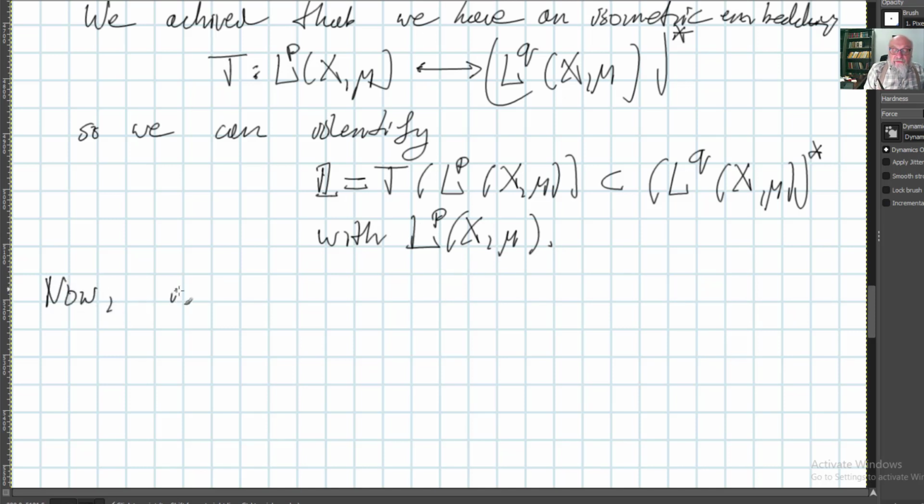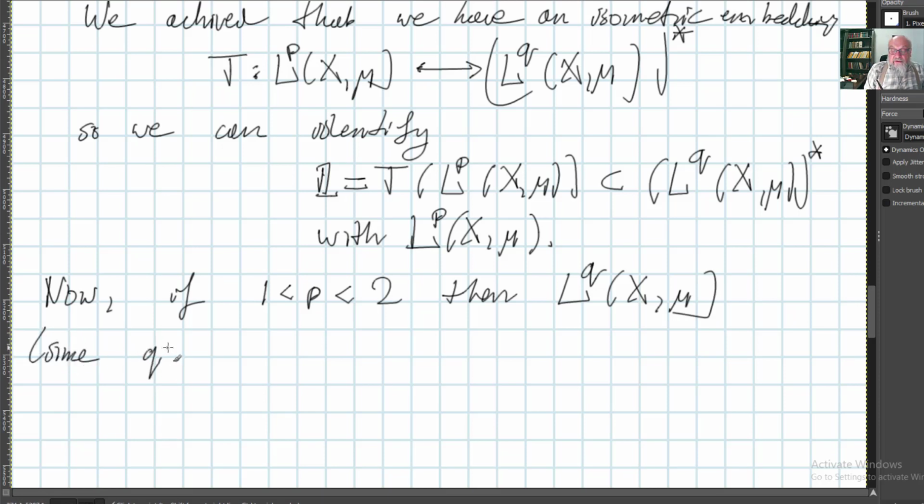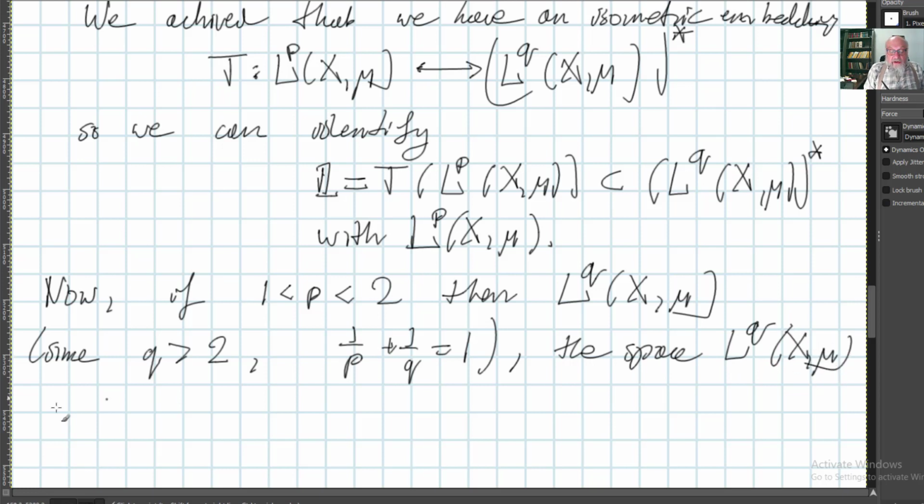But now, if 1 < p < 2, then we have that L^q(X, mu), since in this case q is larger than 2 and 1/p plus 1/q is equal to 1, is reflexive. On the other hand, we know that a space is reflexive if and only if its dual is reflexive, so the dual is also reflexive.